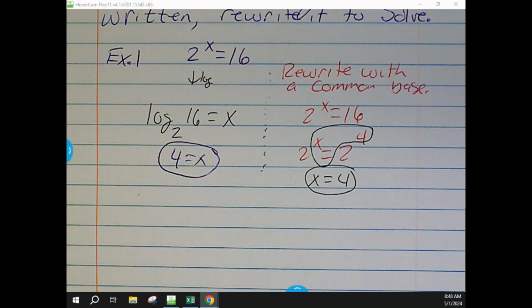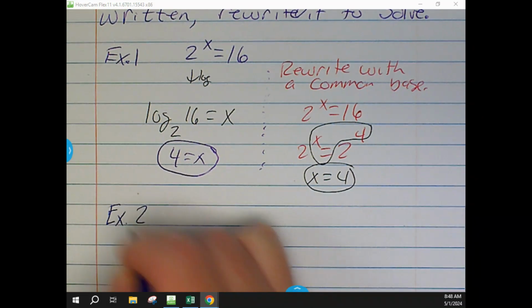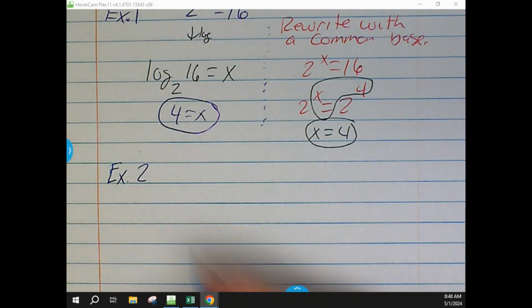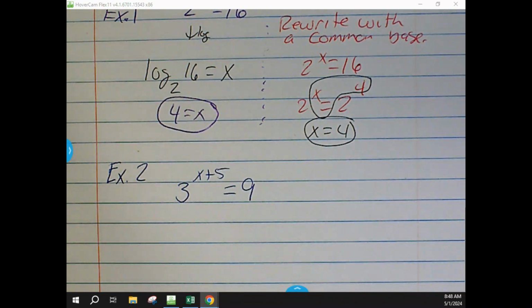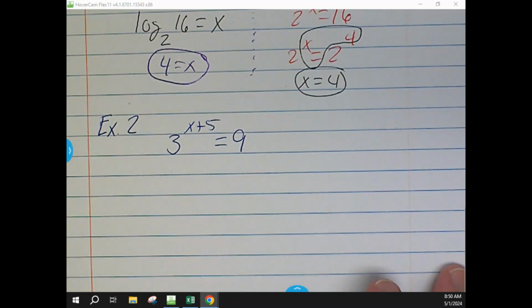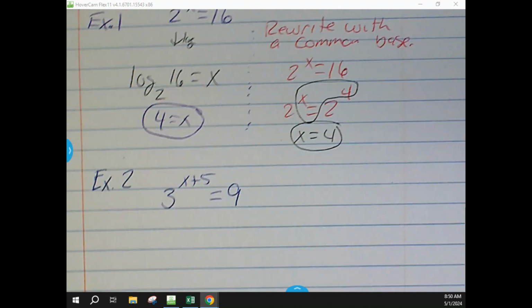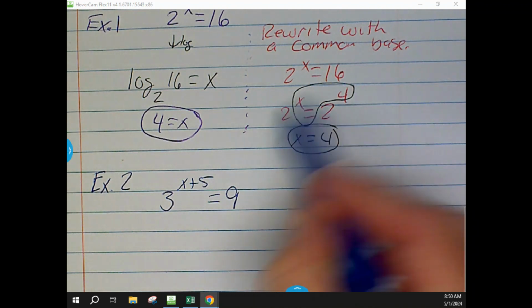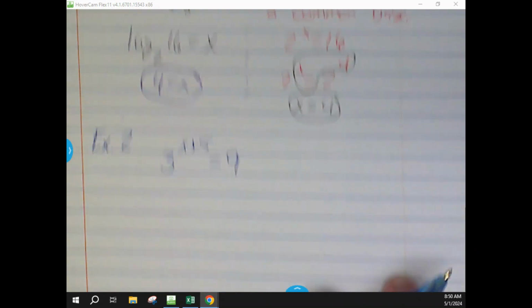Okay. So what we'll do on this one is 3 to the x plus 5 equals 9. We'll show you how to do it with a calculator, but also show you how to do it where they're going to ask you to rewrite it with a common base, because some of the questions might actually make you rewrite it so it looks like this. So we'll show you both of those as we go through this one. So calculator first.